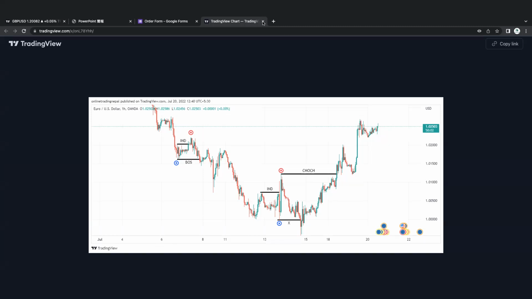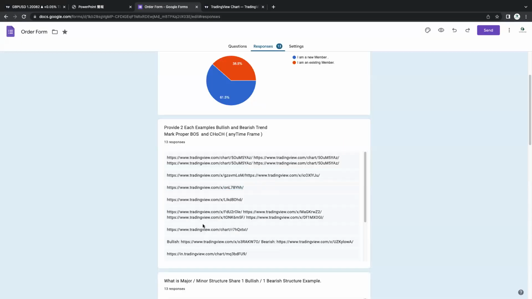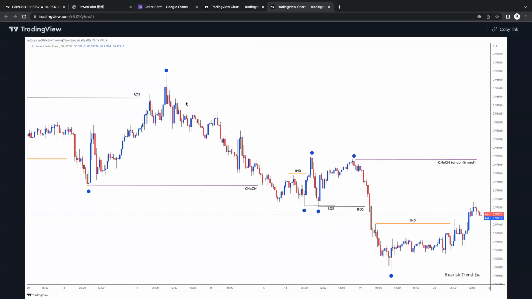Let me switch to another one. Every chart is not possible for you guys, it takes a lot of time, but I will choose some randomly. I think this one. All right, so overall, this is a CHoCH. I think this was a BOS.